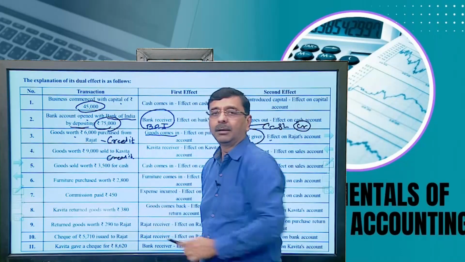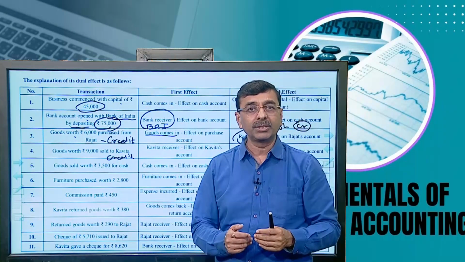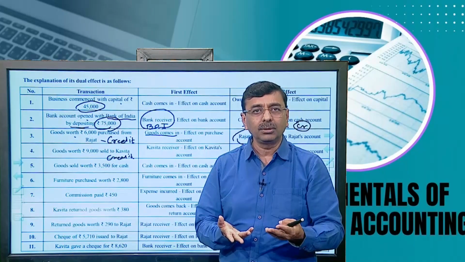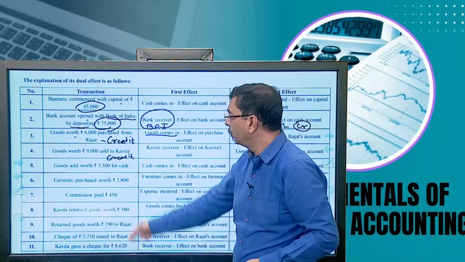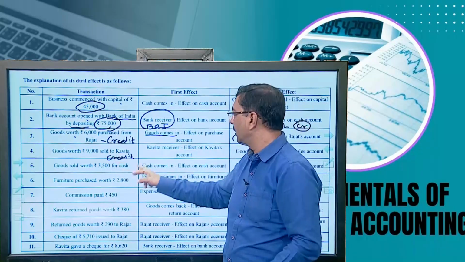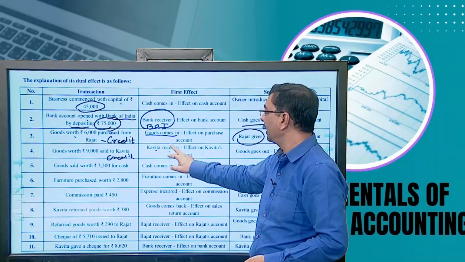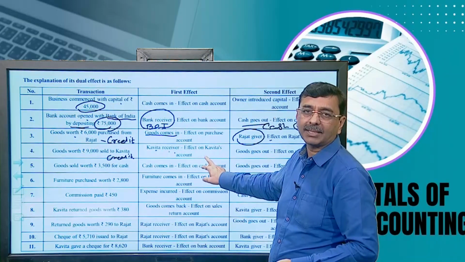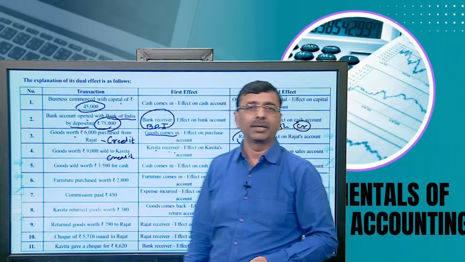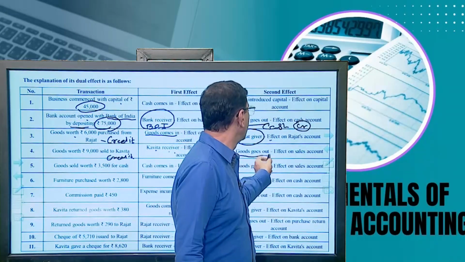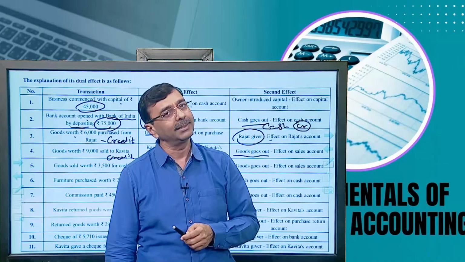Again, here, goods sales. So what goes out? Goods go out. And we are selling the goods to whom? To Kavita. So who is a receiver? Kavita is a receiver. In case of Kavita, the account is debited. And what goes out? Goods go out. So that's why, as goods go out, the sales account is credited.